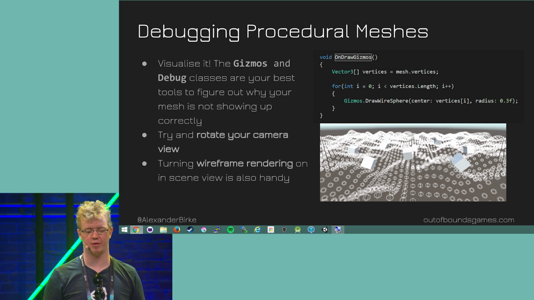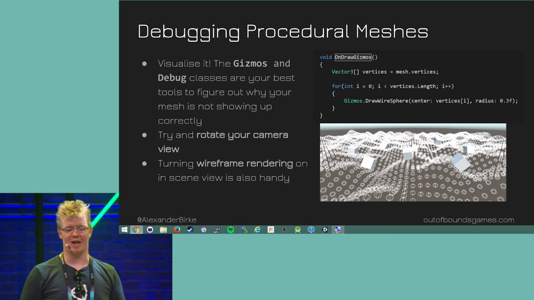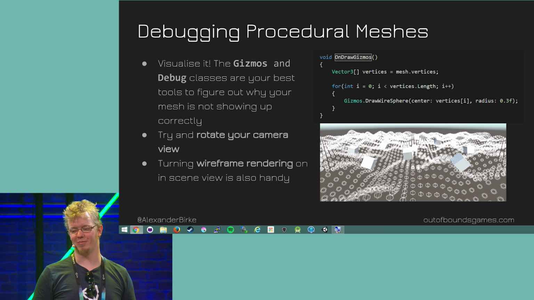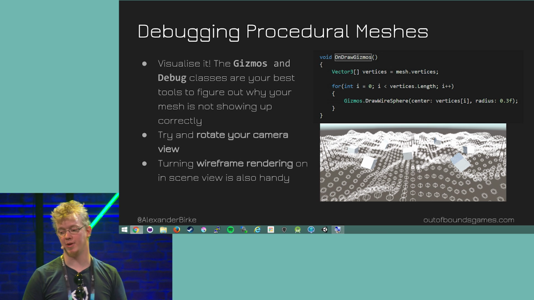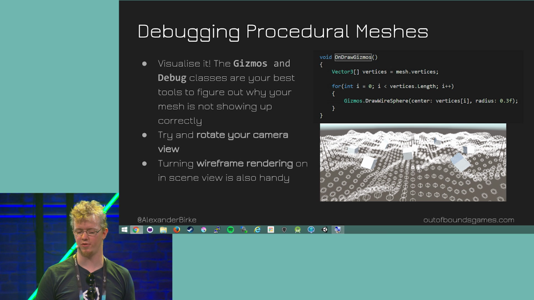If you need to debug, you're dealing with something that's inherently visual. So if it's not showing up, you could try and use console output or breakpoints, but quite often that's the worst way of trying to understand what's going on. So I really recommend using the Gizmos class or the Debug class in order to draw stuff out.